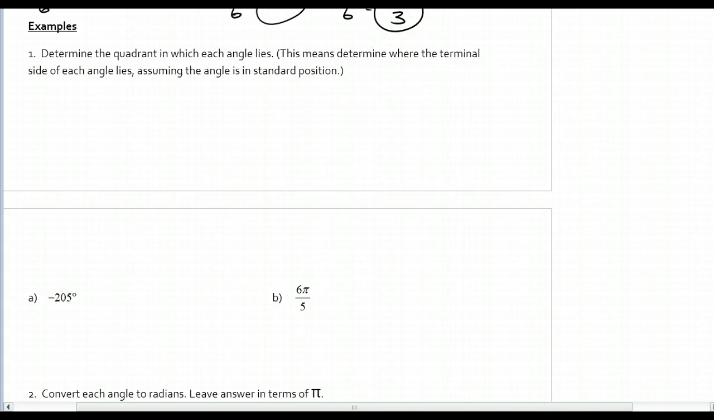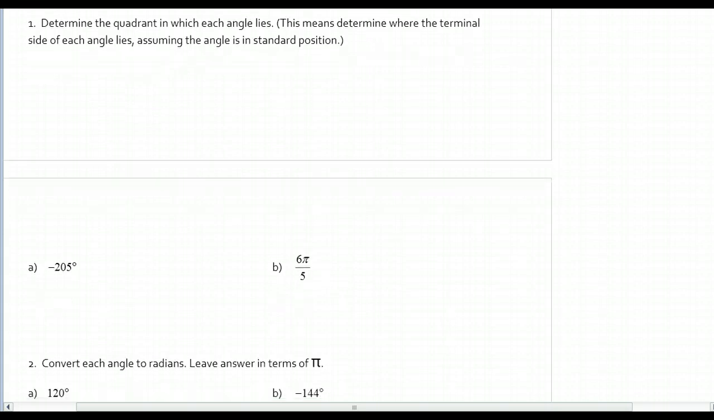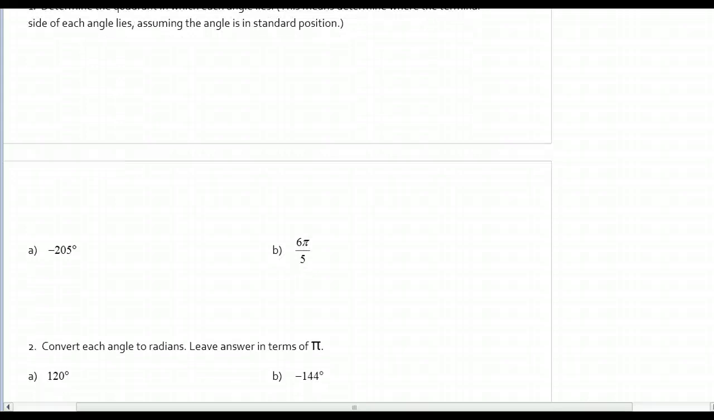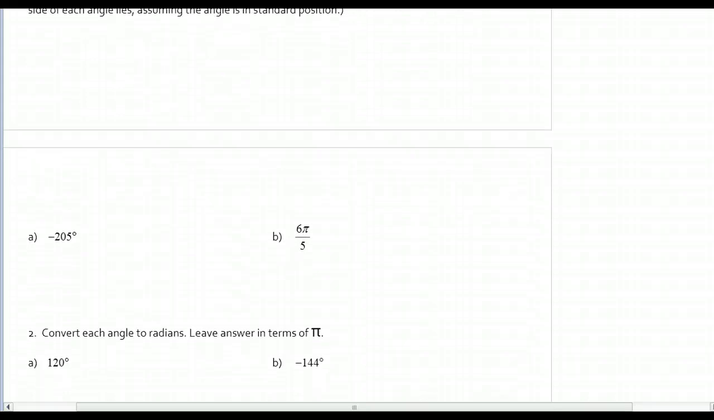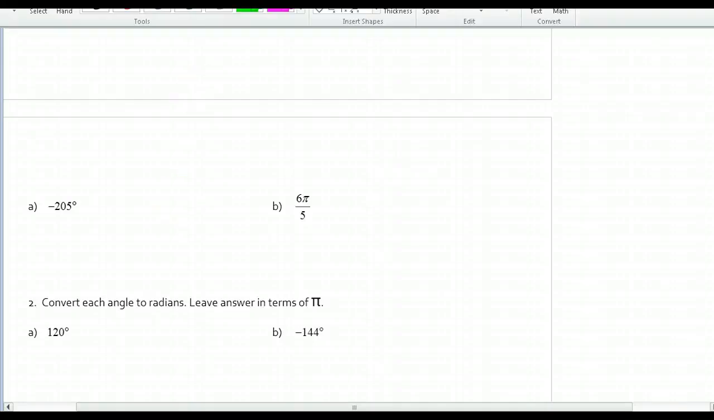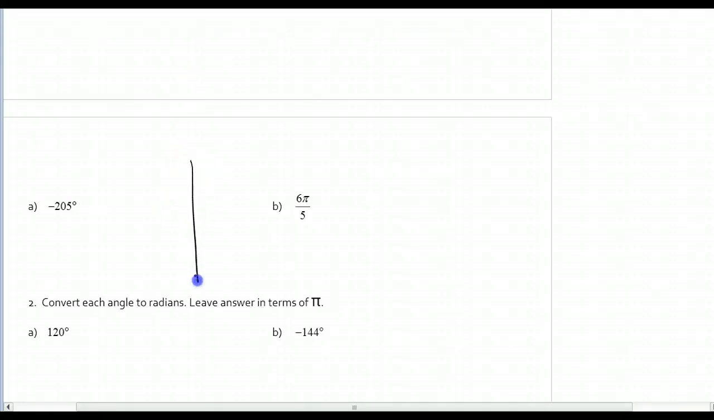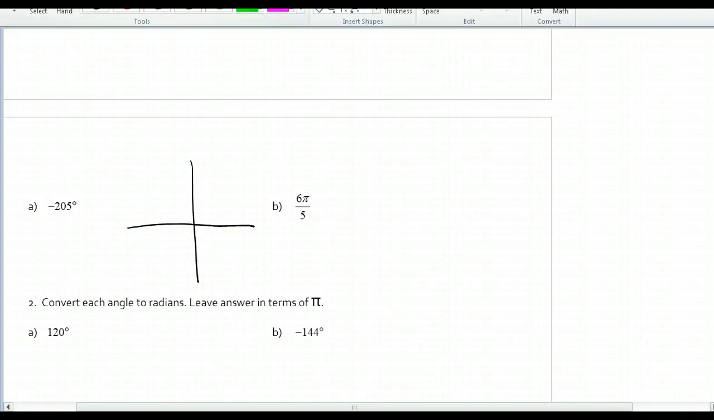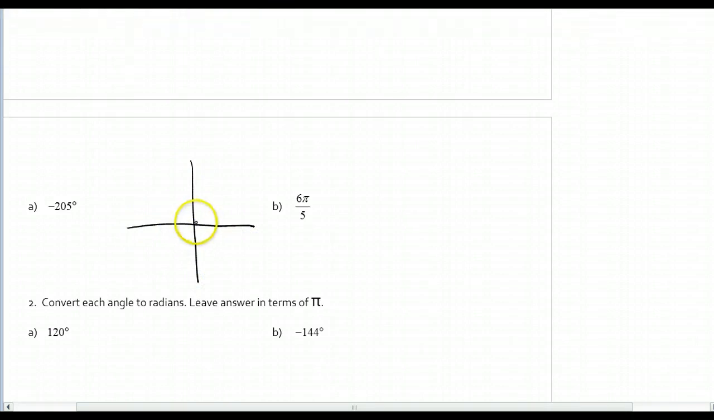And we're going to always assume that the angle is in standard position. So again, standard position, the initial side is on the positive x-axis. So I always like to make a little sketch. So I'm going to start with my coordinate axes, and I've got my initial side.